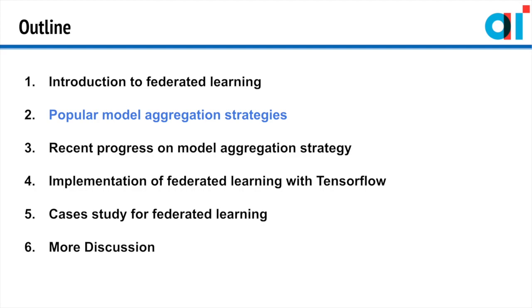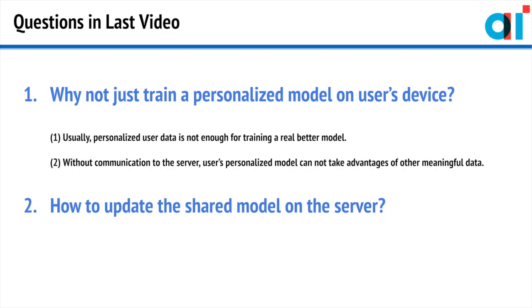Today, we talk about the model aggregation strategies for federated learning. We first discuss one of the two questions left in last video. Since the second one is the main topic of this video, some of us may think about one natural question. Since we need to handle the data privacy problem, why not we just deploy a model to user's device and then let the user train their personalized model with their own data?